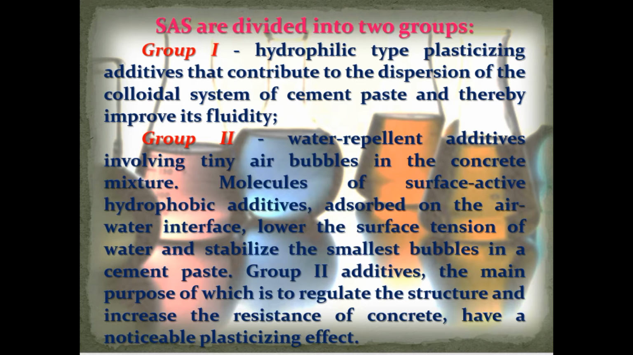Group 2: water repellent additives involving tiny air bubbles in the concrete mixture. Molecules of surface-active hydrophobic additives adsorbed on the air-water interface lower the surface tension of water and stabilize the smallest bubbles in the cement paste. Group 2 additives, the main purpose of which is to regulate the structure and increase the resistance of concrete, have a noticeable plasticizing effect.